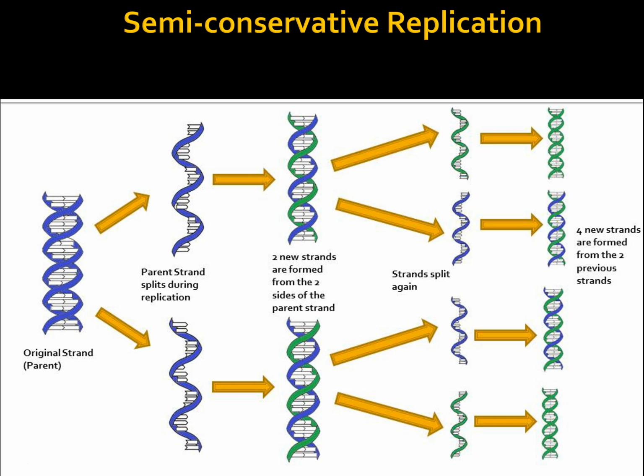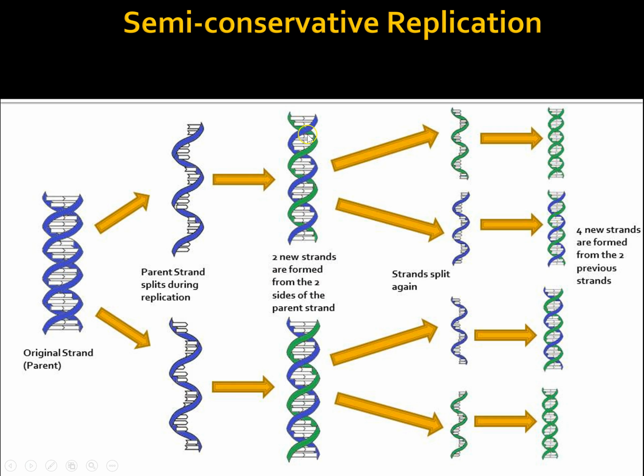So here's what this picture looks like. The video also does a really good job of explaining it. But this is what semi-conservative replication is. We start with the original strand, which we call the parent strand. And in DNA replication, the molecule, the DNA double helix, unwinds, untwists, and then unzips. And so you get half of the bases over here, one strand and then another strand here as it splits. And then two new strands are formed from the two sides of the parent strand.